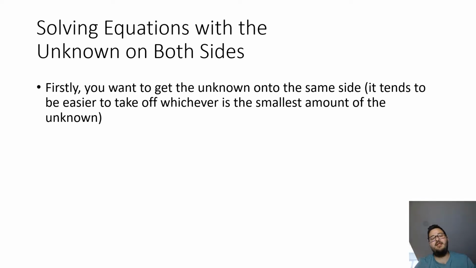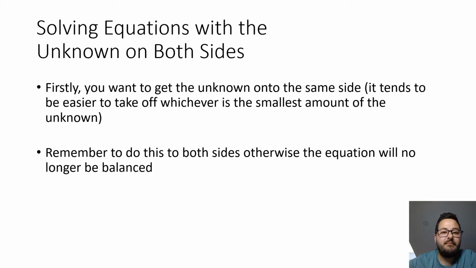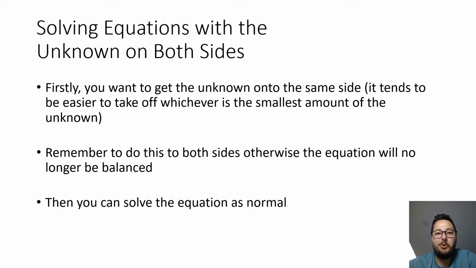So if, for instance, I had 7y on one side and 3y on the other side, I could take away the 7y, but it's easier to take away the 3y because then I'll get 4y on the left rather than a negative number of y's on the right. So always take away the lowest number. And then remember to do this to both sides, otherwise the equation will no longer be balanced. And then you can solve the equation as normal.